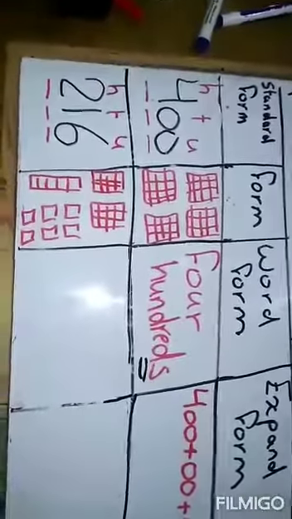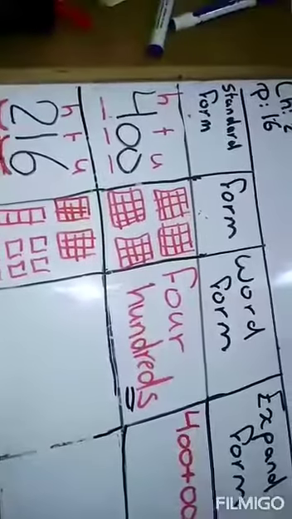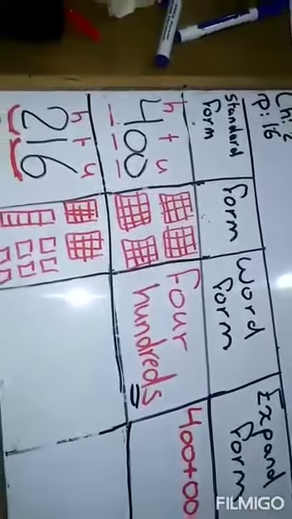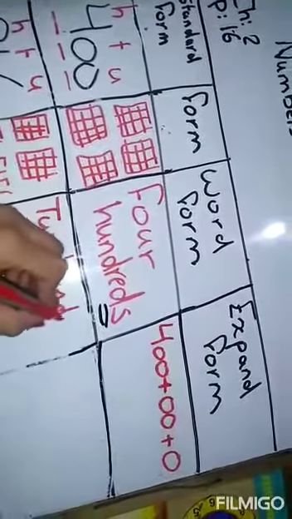Now, the word form of 216: we always read the hundreds alone and the tens and the units with each other. So here, two hundred sixteen. We write two hundred sixteen. So we read the 3rd digit alone, then the tens and the units with each other. So two hundred sixteen. You see, two hundred, not two hundreds, because the tens and the units aren't 0.